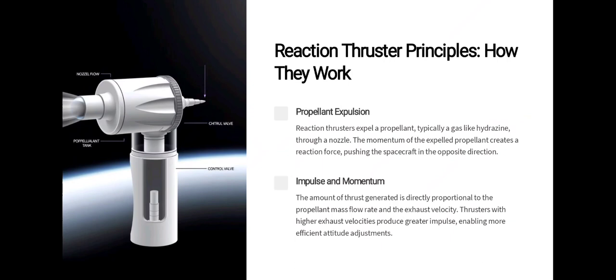Impulse and momentum. The amount of thrust generated is directly proportional to the propellant mass flow rate and the exhaust velocity. Thrusters with higher exhaust velocities produce greater impulse, enabling more efficient attitude adjustments.